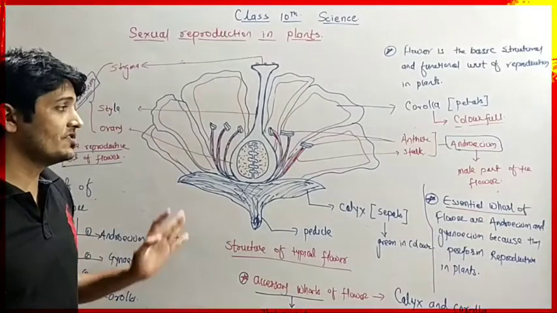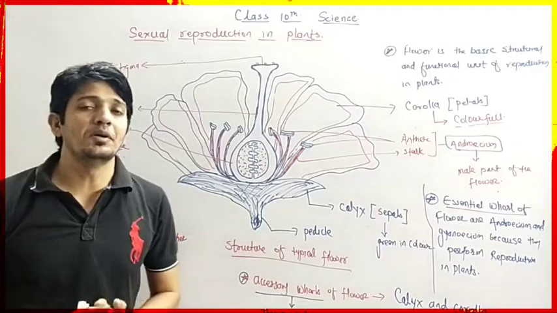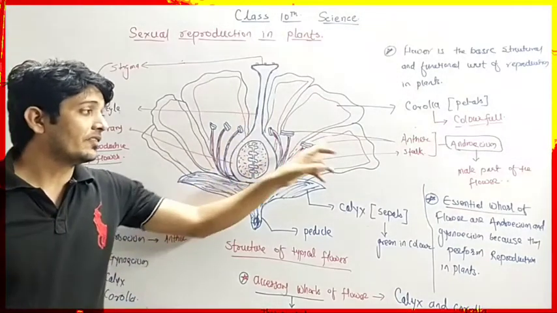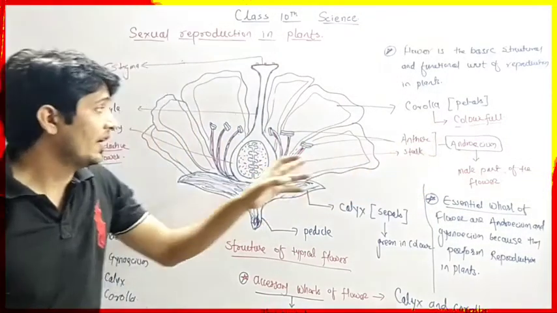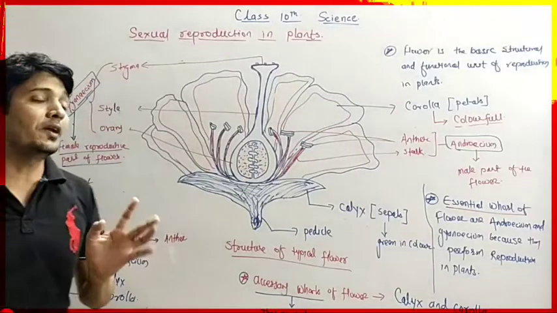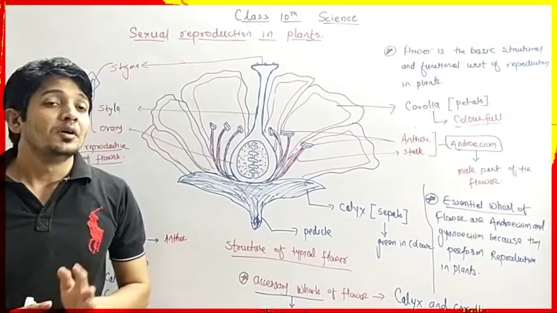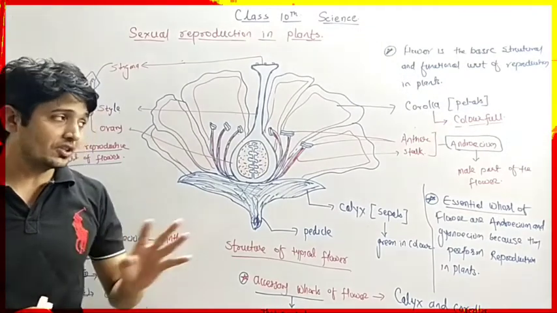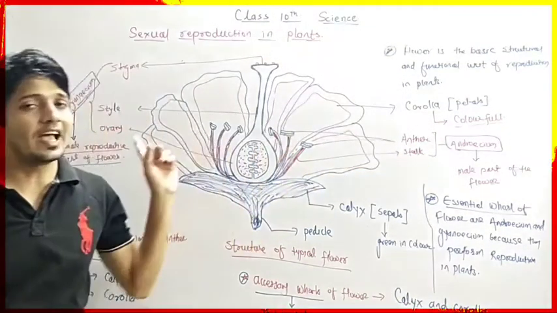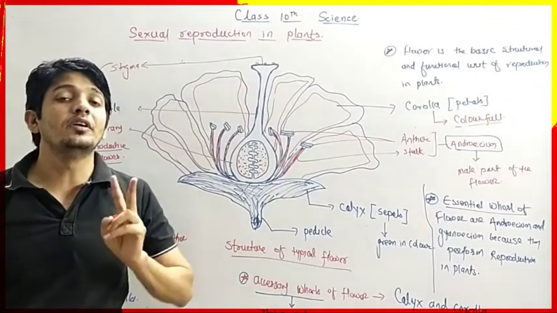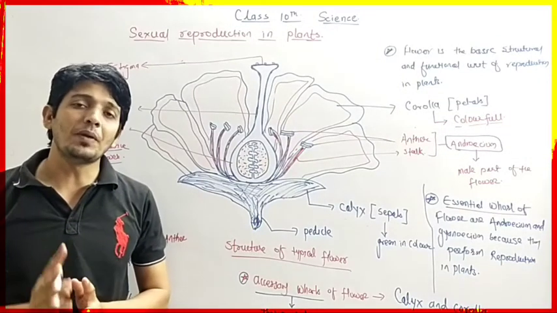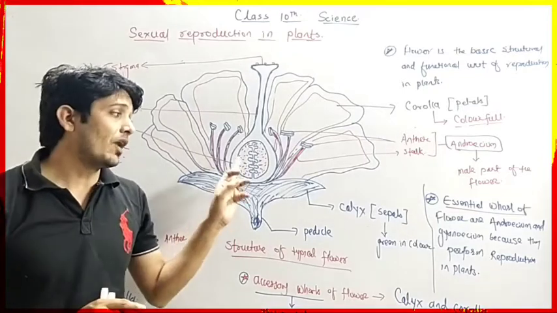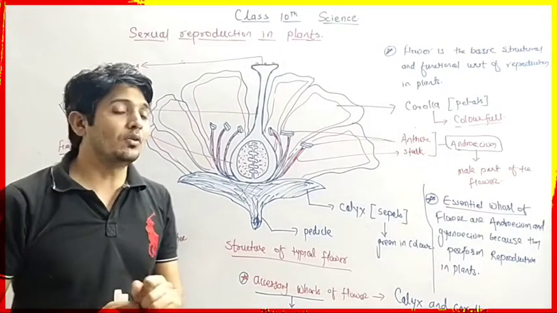Okay, so students, this is nothing but the typical flower that has different parts on it. See here, male part of the flower and female part of the flower. If two parts of the flower are present in the same flower, that means androecium as well as gynoecium, so these are the two different sexual parts of the plant which are present on the same flower, then the flower is called a bisexual flower.